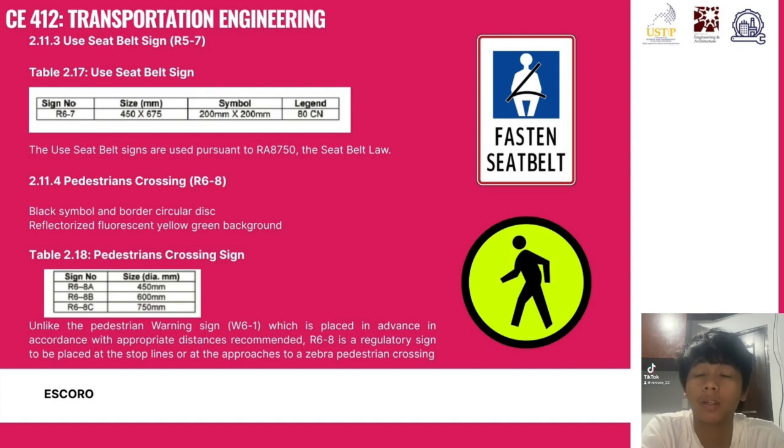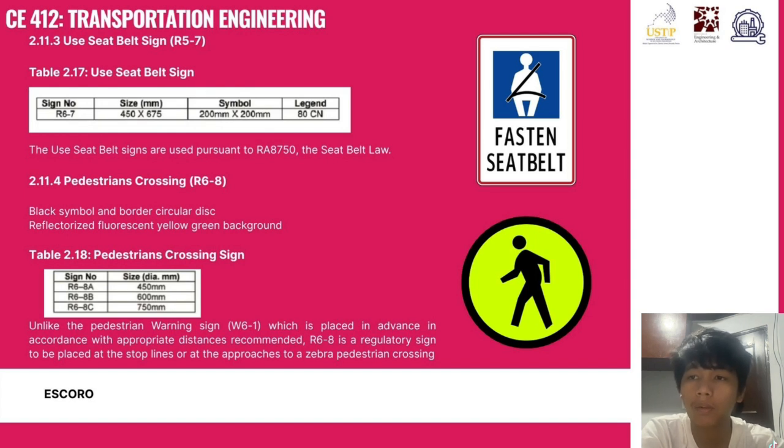So for 2.11.3, the use seatbelt sign, you can see here the table 2.17, the sign number, the size in millimeter, symbol and legend. The use seatbelt signs are used pursuant to RA 8750, the seatbelt law.